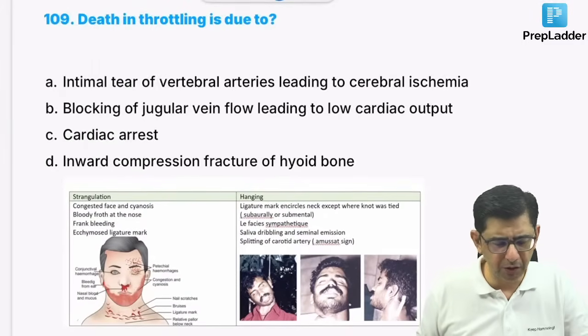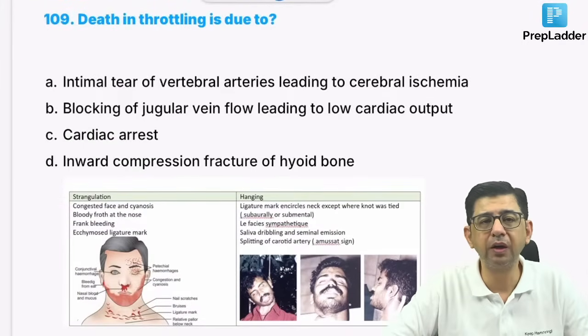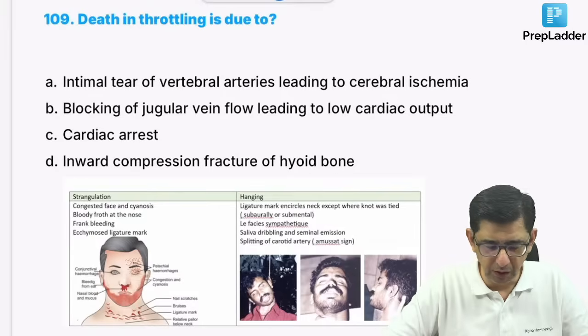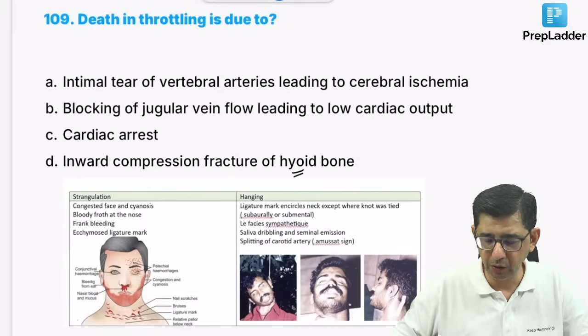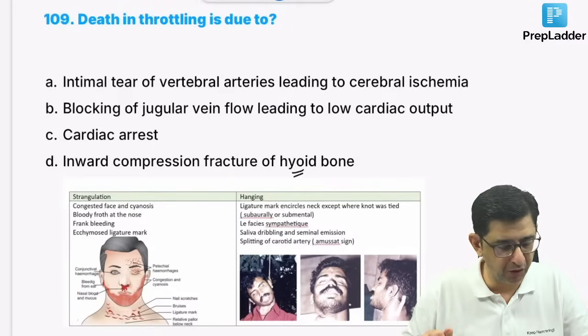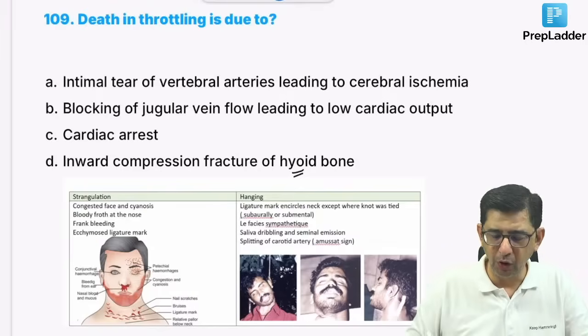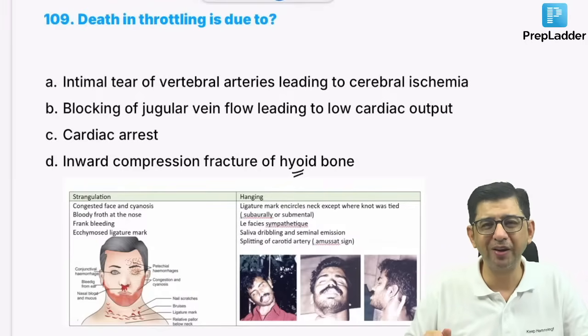Then another question on the throttling part, you guys can quickly comment here. What would be the leading cause of death due to throttling in an individual? Okay, an inward compression fracture will not cause death of a patient. No, that's a feature that is seen, that there would be a fracture of the hyoid bone. That is understandable. That's not going to contribute to death in a patient. Blocking the jugular vein contributing to low cardiac output? No, that would not be the main reason.